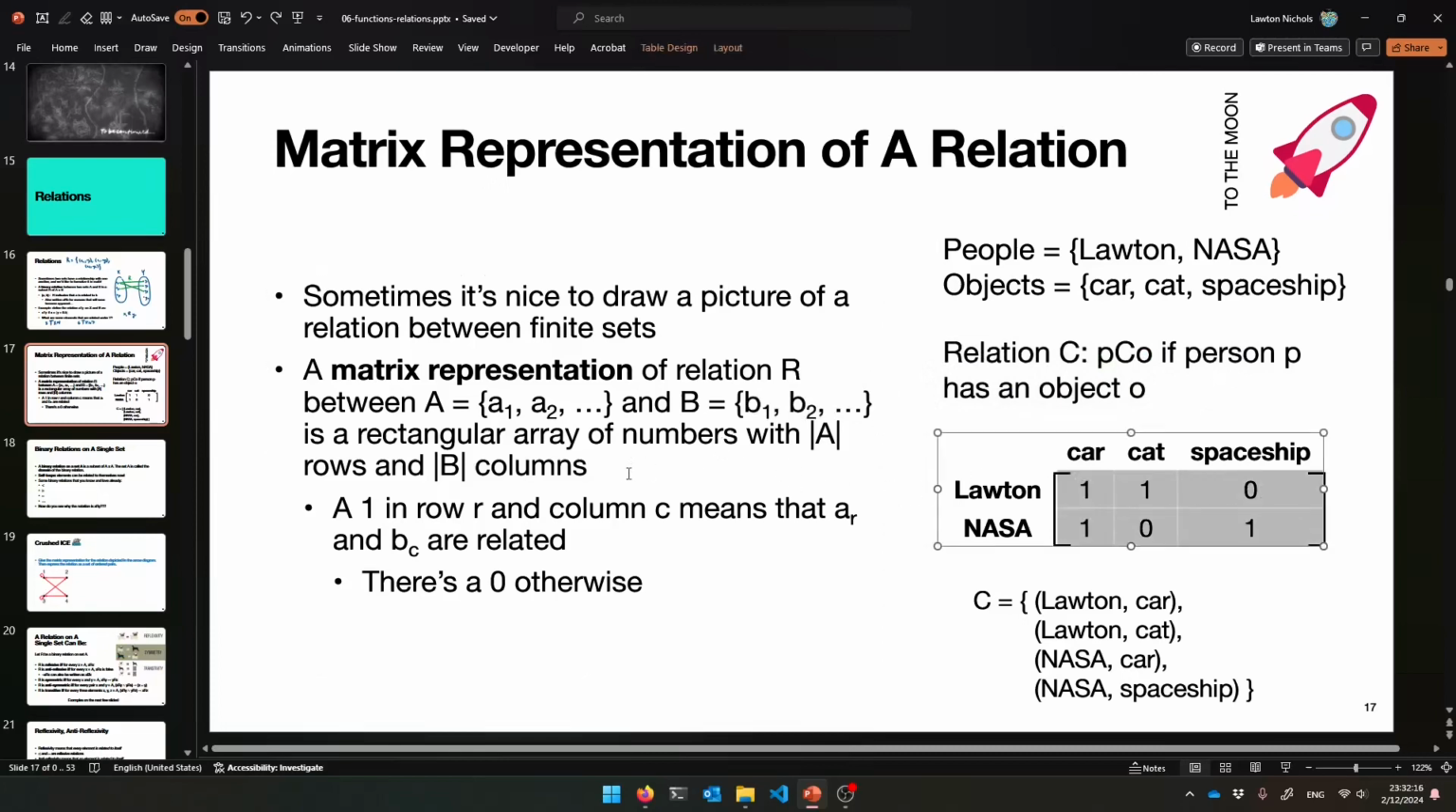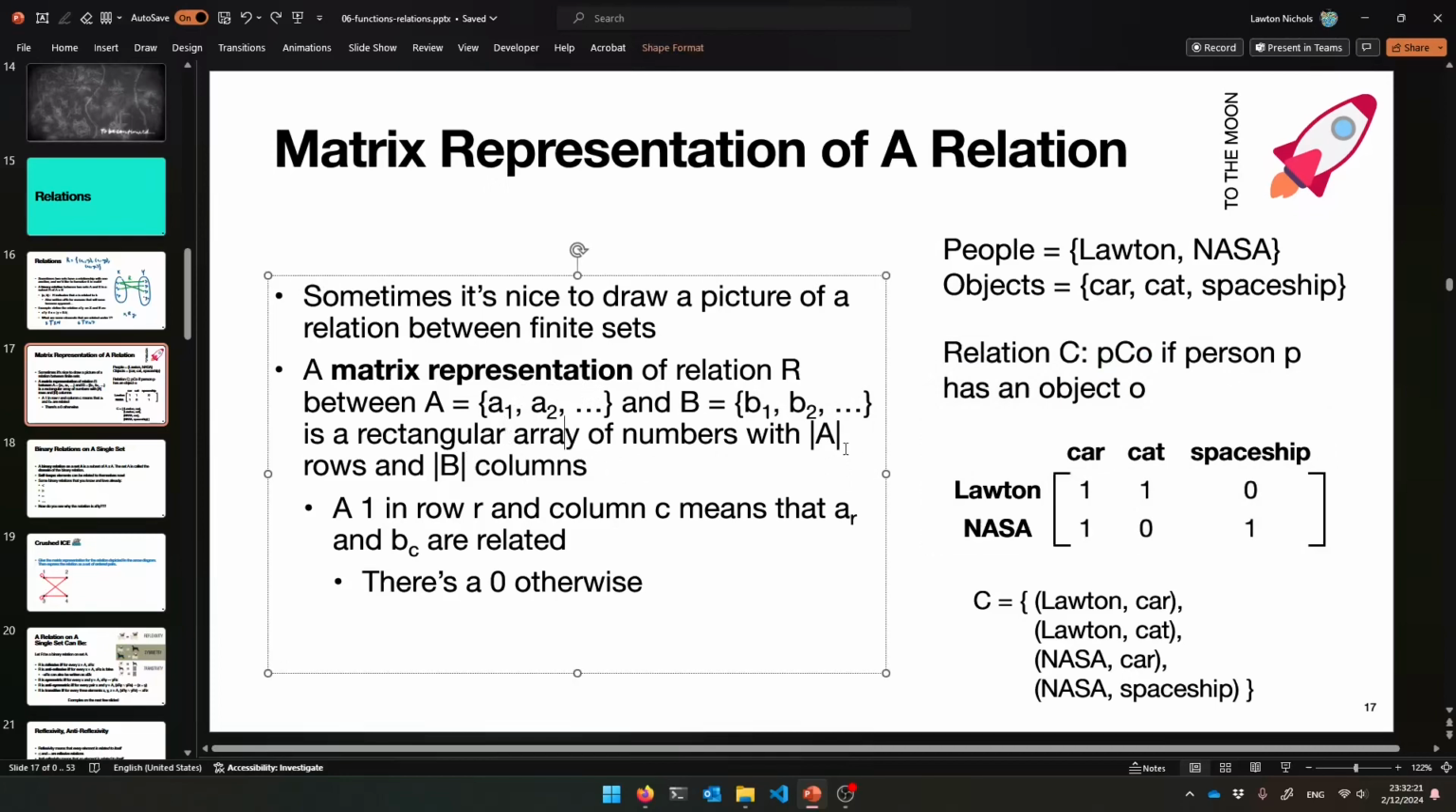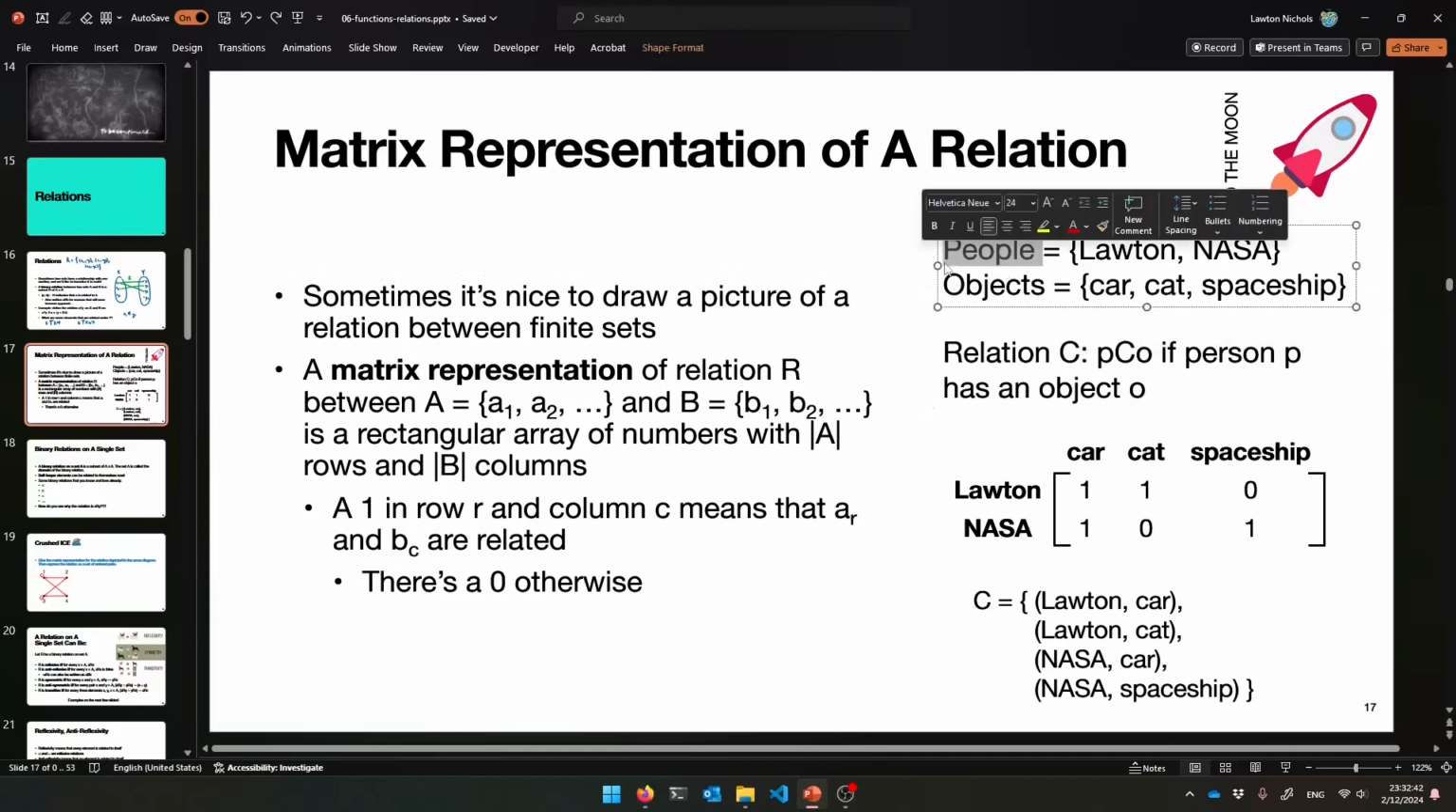You put a 1 if there's a relation between those two things, and a 0 if there isn't. So you're going to have cardinality of A rows and cardinality of B columns, and you put a 1 in row R and column C, meaning that the A thing in row R and the B thing in column C are related to each other. Otherwise you put a 0. So here's a silly example. Let's say that we're going to make a relation called C between people and objects.